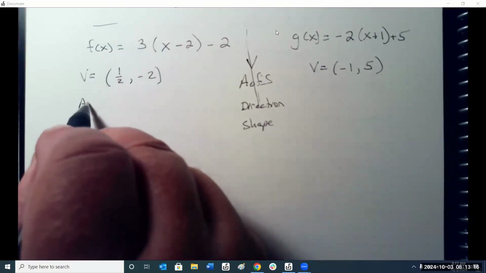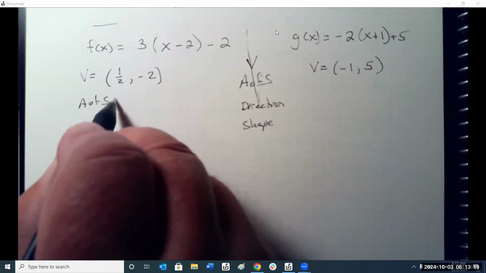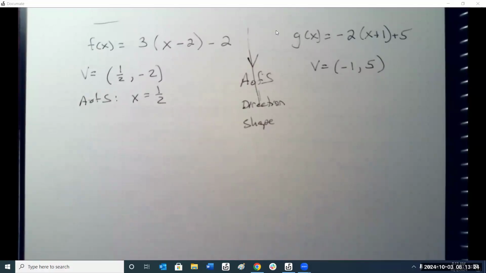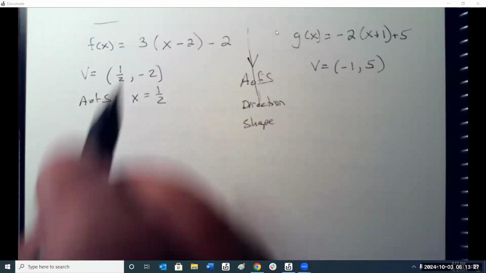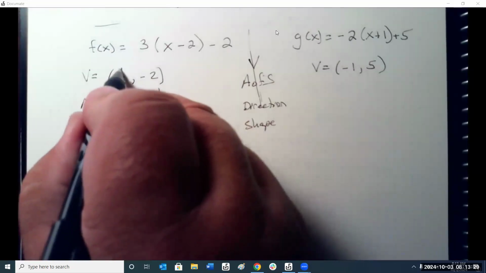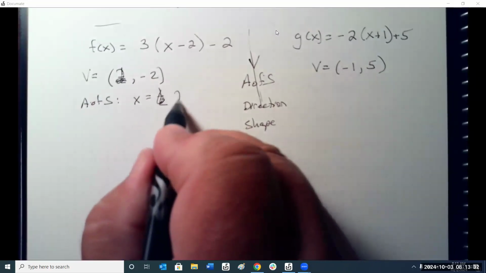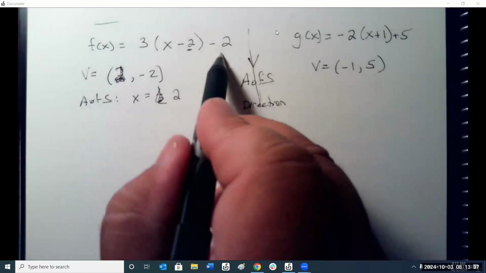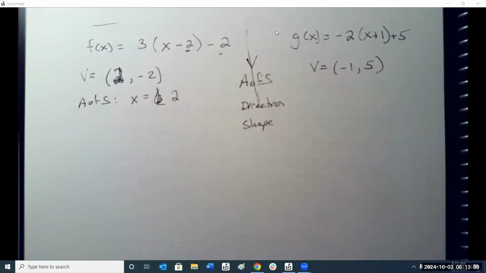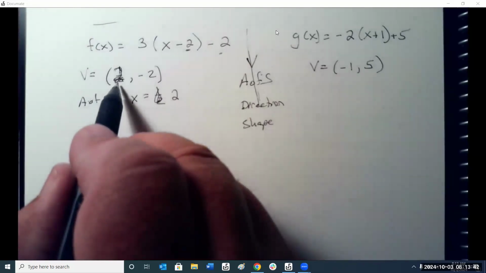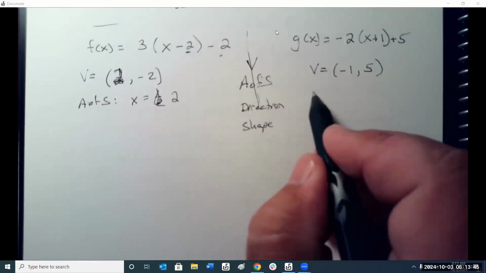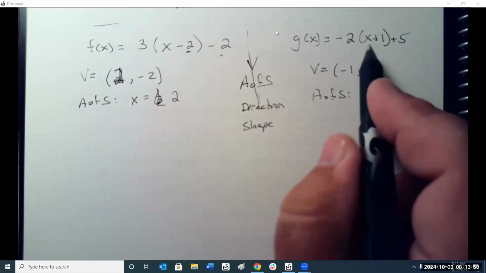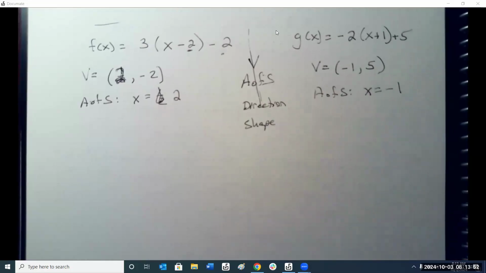The axis of symmetry: x equals 1/2. I get 1/2 from the positive 2, negative 2. So the axis of symmetry is the line going through the x value of 2. The axis of symmetry here is the line x equals negative 1.